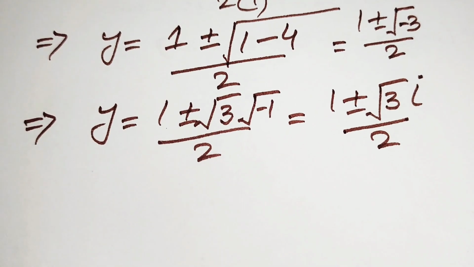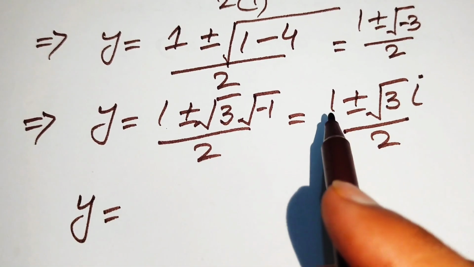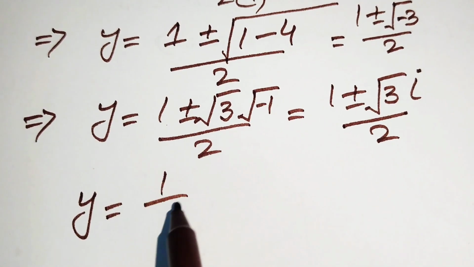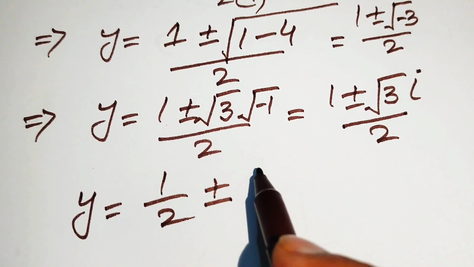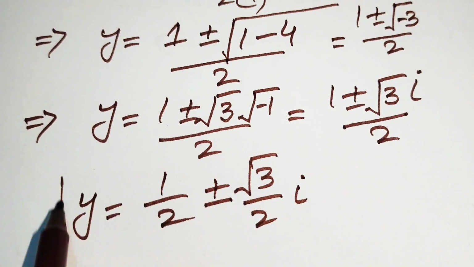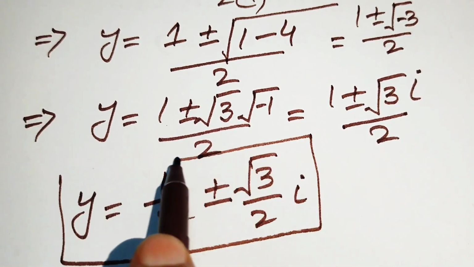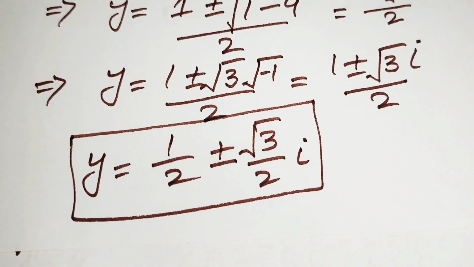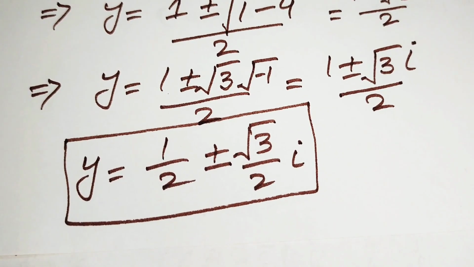So here we have the two solutions, the two values of y. These values are y equals, here we separate this fraction, and it will be written as 1 over 2 plus minus square root of 3 over 2 into iota. So these are the two values of y, and now from these two values of y we find the corresponding values of x.